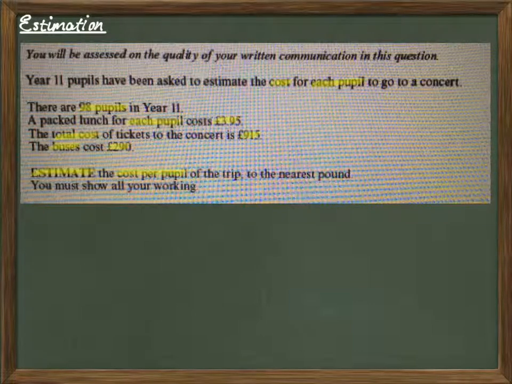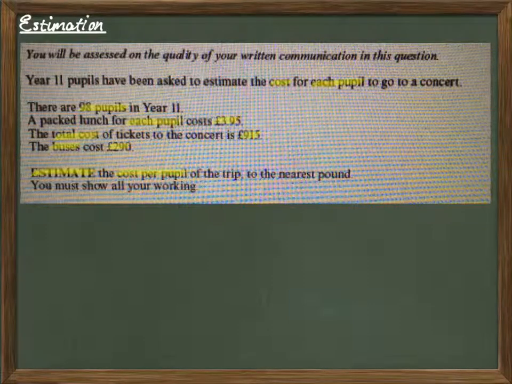There are 98 pupils in year 11. A packed lunch for each pupil costs £3.95. Now you can see the packed lunch thing is already per person because it says each pupil. The tickets and the buses, however, are not. If you think about it, it's not going to be £915 for the tickets per person. Yeah, no one would go on the trip. And the same for the bus. Estimate then the cost per pupil for the trip to the nearest pound. You must show all your workings.